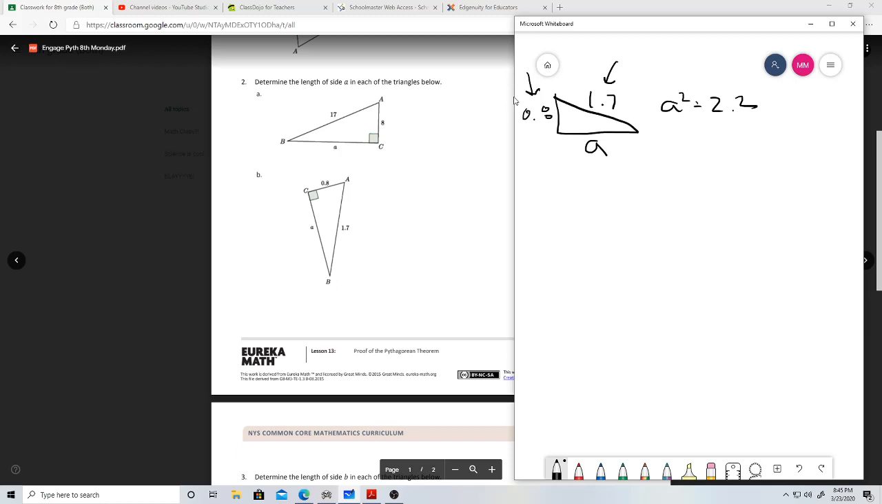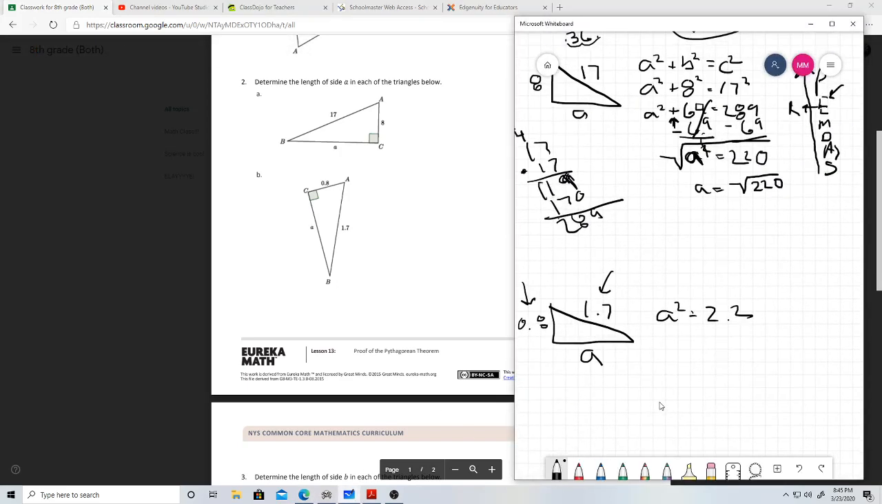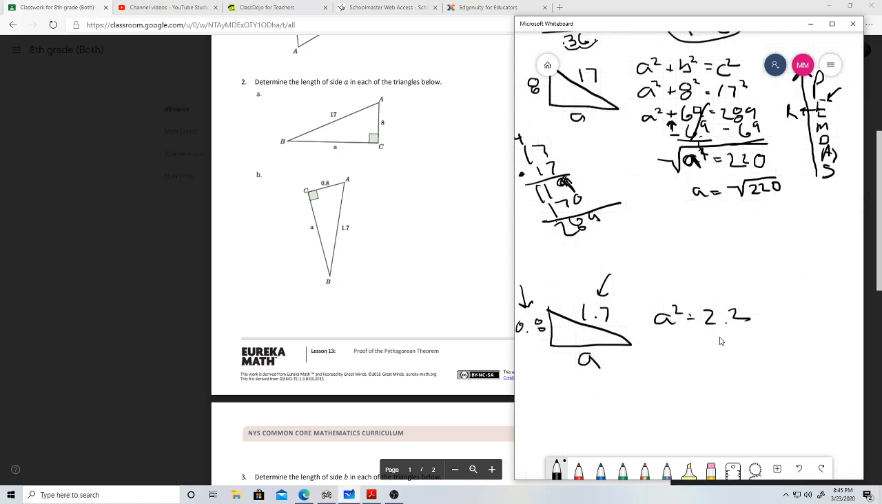Shoot, did I get that wrong? Did I get that wrong? Oh. It'll just be 22. And then we know that there is no root, so A squared equals the radical of 22.